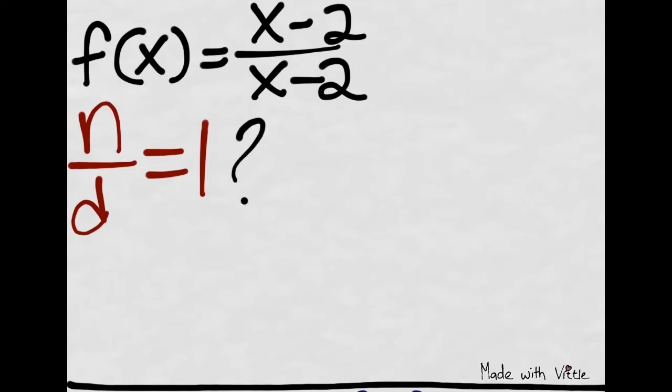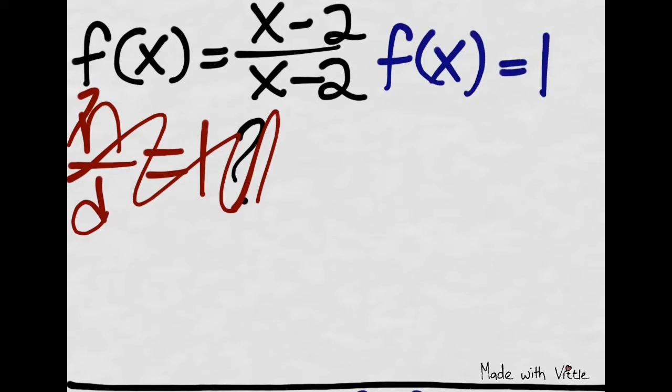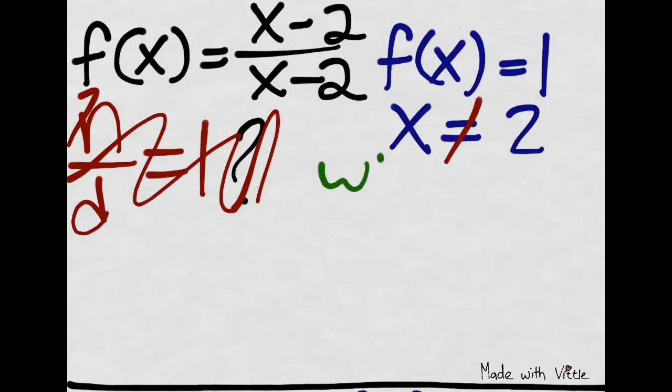Actually, not really. You see, yes, while it's true that when the numerator and the denominator are the same it is 1, what do you think would happen when x is 2? So we can very confidently say that f of x equals 1, but you cannot say that x equals 2. In fact, you have to say x does not equal 2. x cannot equal 2. If x is 2, the function will be undefined.